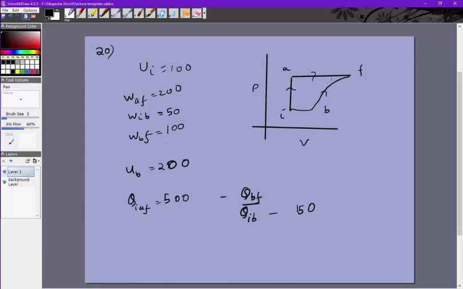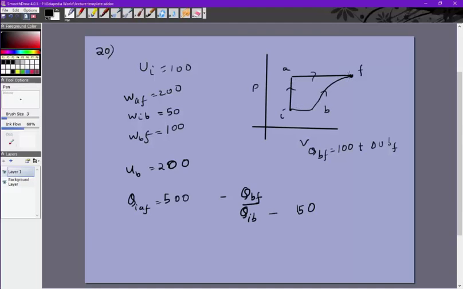Now we need to find QBF. Right, so do we know WBF? That is 100. So QBF is equal to 100 plus delta UBF. Right, but we don't know delta U at this point. We don't know the final U at this point. Well, we can calculate that.